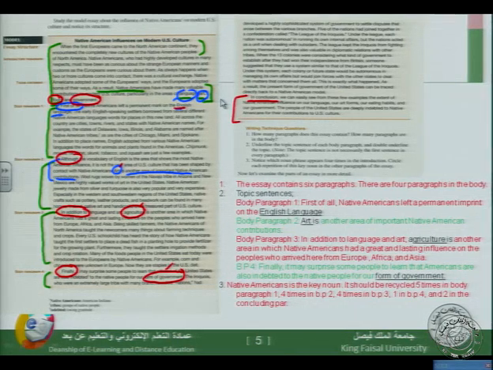The topic sentence of body paragraph 4: finally, it may surprise some people to learn that Americans are also in debt to the native people of our form of government.